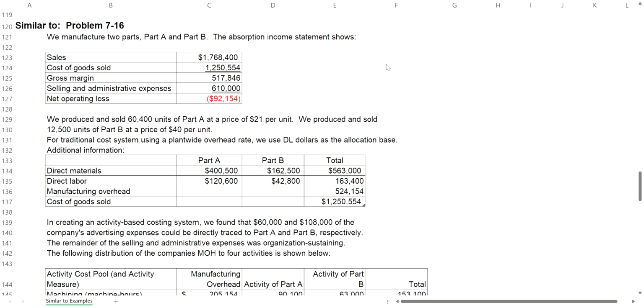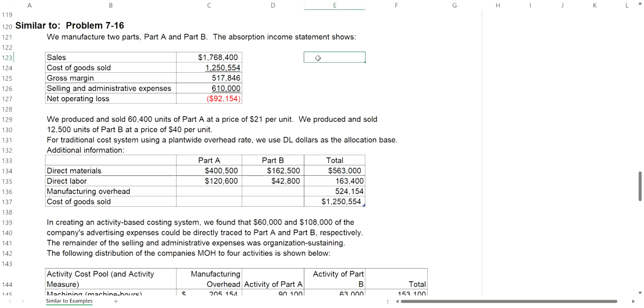In this video, we are going to look at applying overhead: the traditional method, also known as the plant-wide, where you just use one activity to apply all overhead, versus activity-based, where you use more than one activity. It's considered to be more accurate using activity-based because you can pick an activity that would be more logical to use for the allocation of overhead.